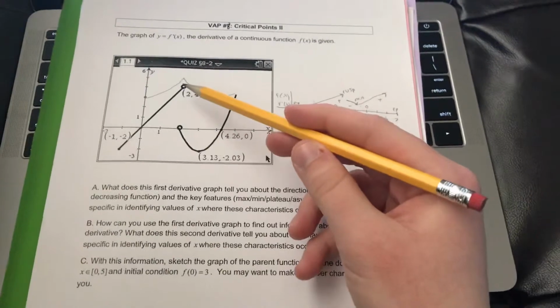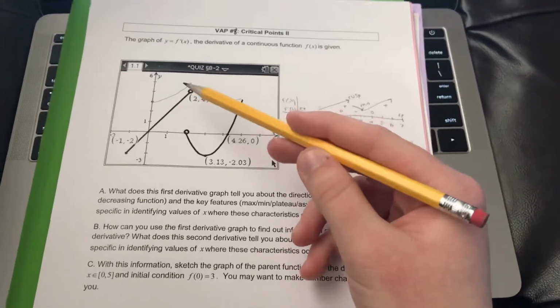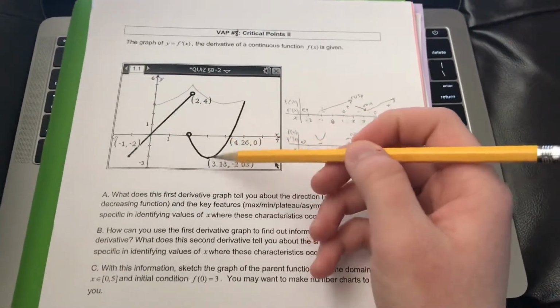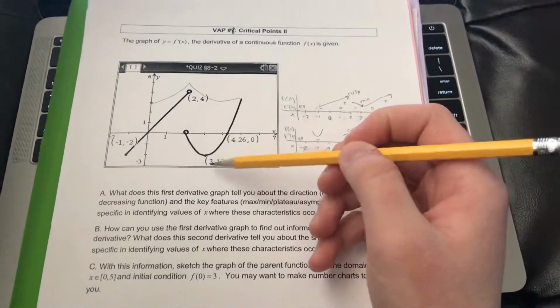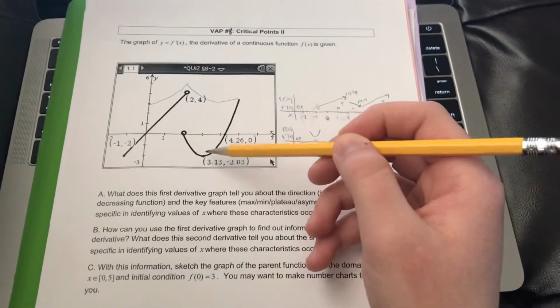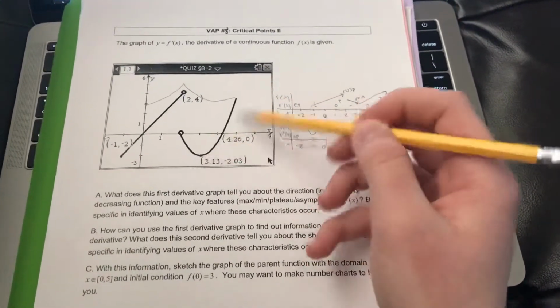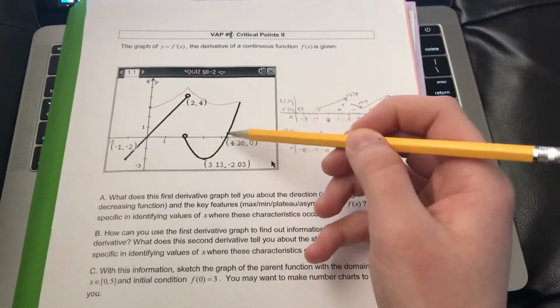That is why there is a gap and the open circles are drawn, which means that the original function is undefined at this point. From x equals 2 to x equals 3.13, it is decreasing and it is below the x-axis. And at x equals 3.13, there's a minimum. Then from x equals 3.13 to 5, the function is increasing and it crosses the x-axis at 4.26, which means there is a 0 there.